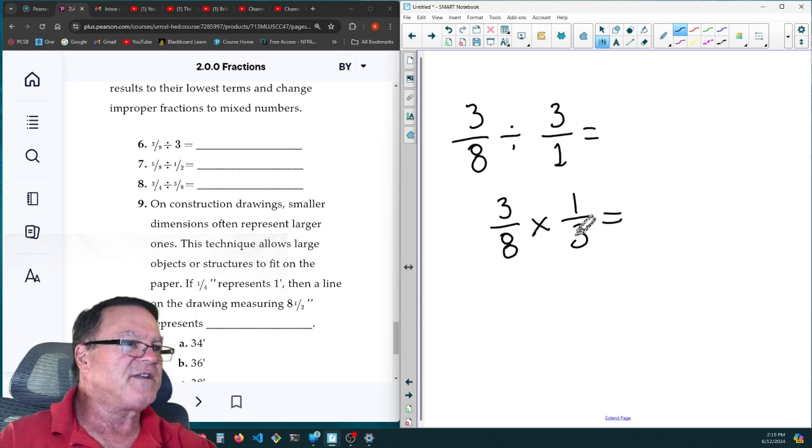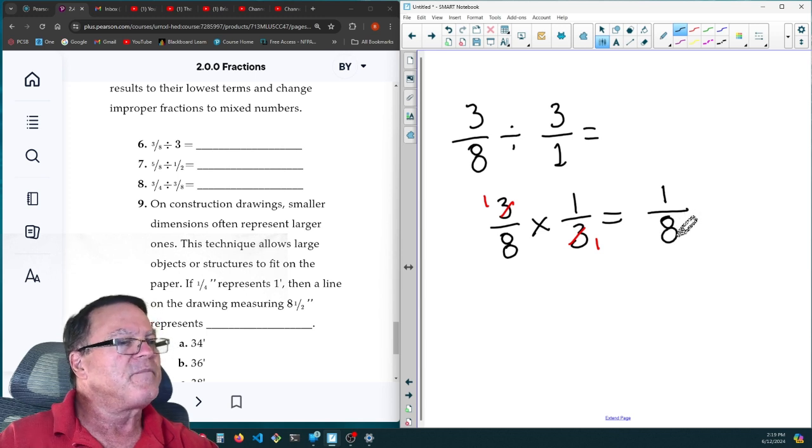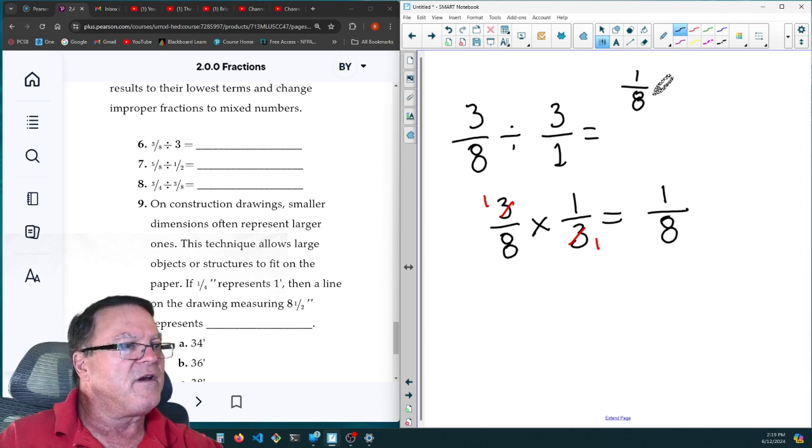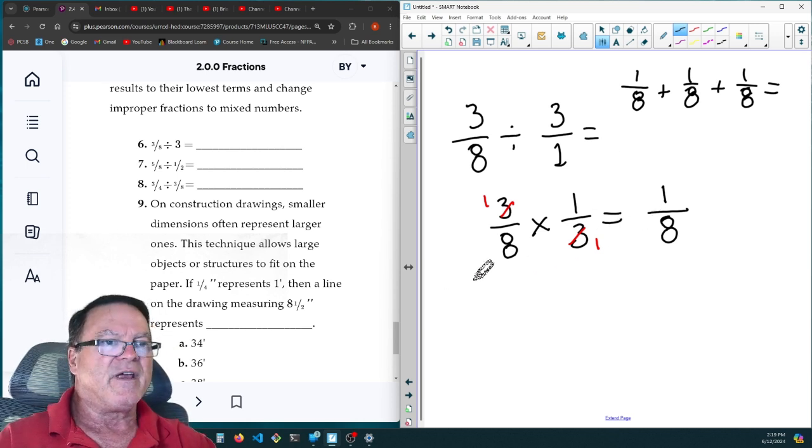And I could also cross cancel because I have 2 3's. So I can make this a 1, make this a 1. I could say 1 times 1 is 1, and 8 times 1 is 8. So if I have 3/8 and I say, what is 1/3? If I'm going to divide this by 3, then I'm going to end up with 1/8. So we end up with 1/8 plus 1/8 plus 1/8 equals 3/8. So that tells us that 1/8 is 1/3 of 3/8. So very good, we found that.